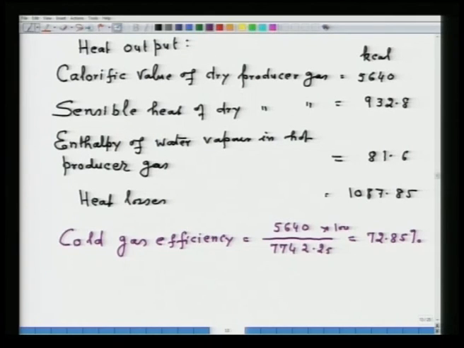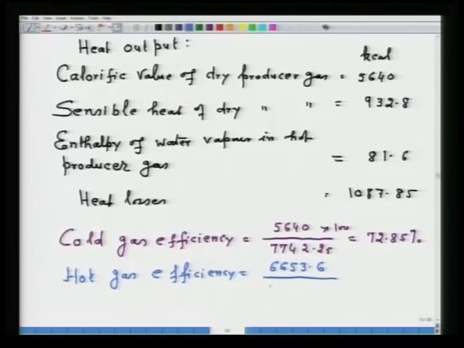The next efficiency that we have to calculate is the hot gas efficiency. That will be equal to 6653.6. You have to add the calorific value of dry producer gas and the sensible heat, everything you have to add, and divide again by the heat input 7742.25. Of course, you have to multiply by 100. So, that becomes equal to 85.9%.